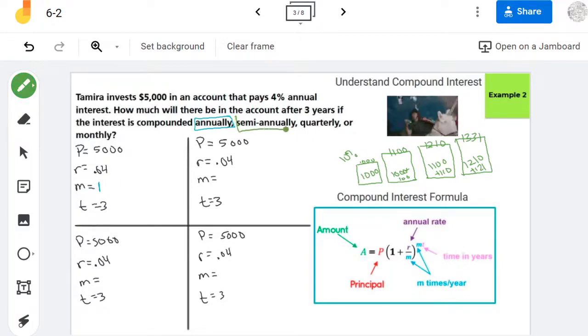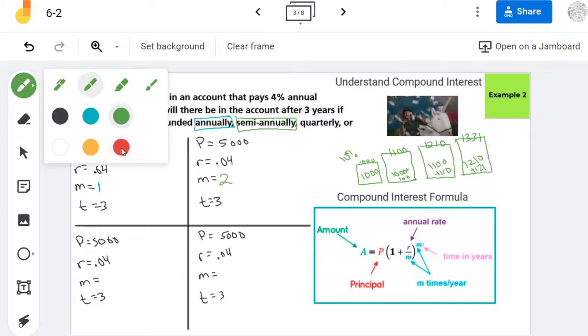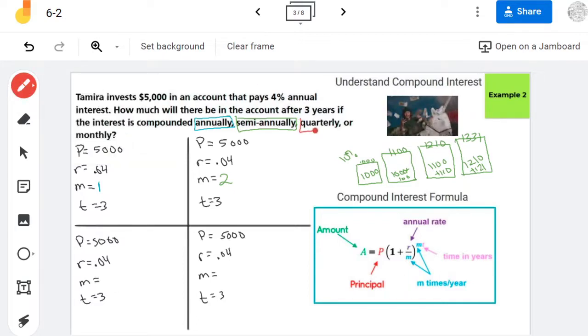When I say semi-annually, semi means 2 times per, essentially. So if I'm doing it semi-annually, I'm doing it twice per year. That means it's compounded like every 6 months, okay? Now, quarterly, you guys are probably very familiar with the word quarterly. That means 4 times a year or every 3 months.